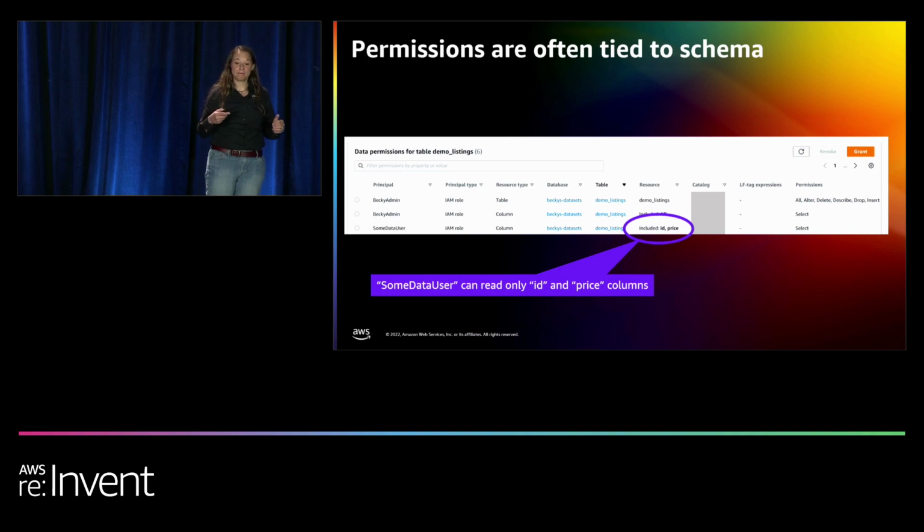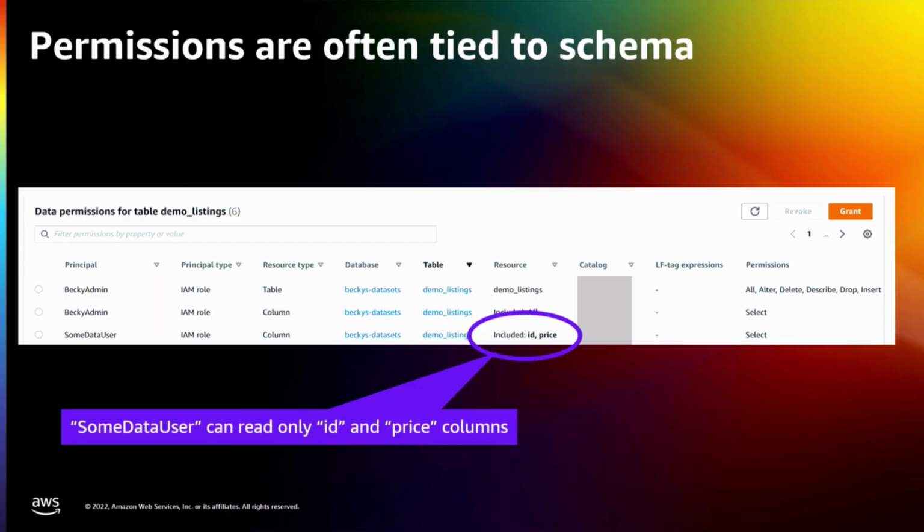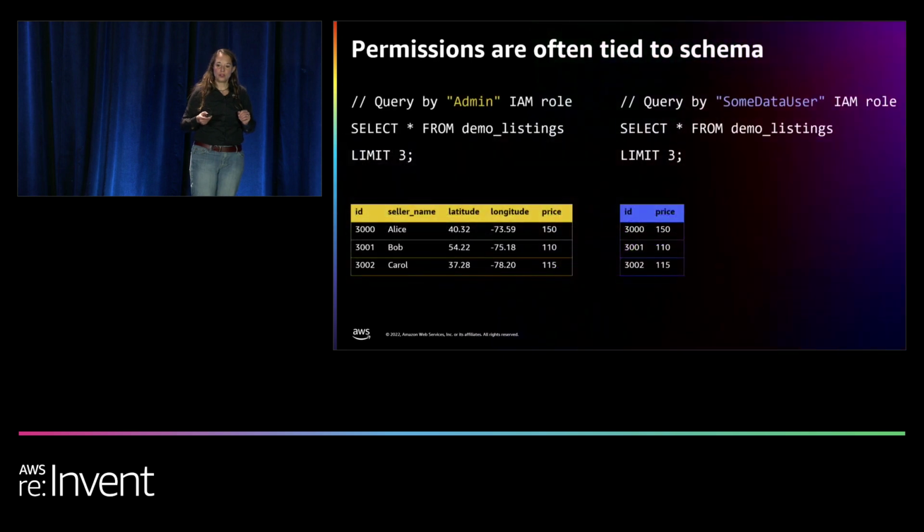permissions to my data. So over here, I've creatively got two users. I have an admin user who should be able to read the whole table, and I have a user named SomeDataUser who should be able to read just the ID and price columns of that table that I showed you. So this is what I intend to have happen.